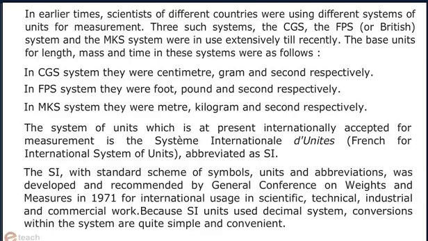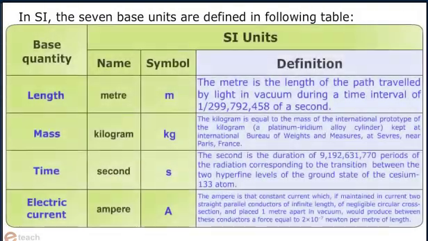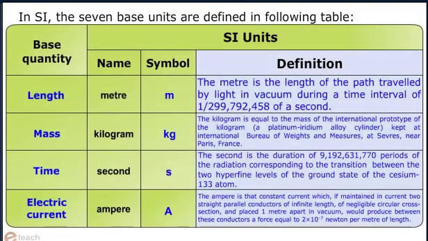The SI, with standard scheme of symbols, units, and abbreviations, was developed and recommended by General Conference on Weights and Measures in 1971 for international usage in scientific, technical, industrial, and commercial work. Because SI units use decimal system, conversions within the system are quite simple and convenient. In SI, the 7 base units are defined in the following table.